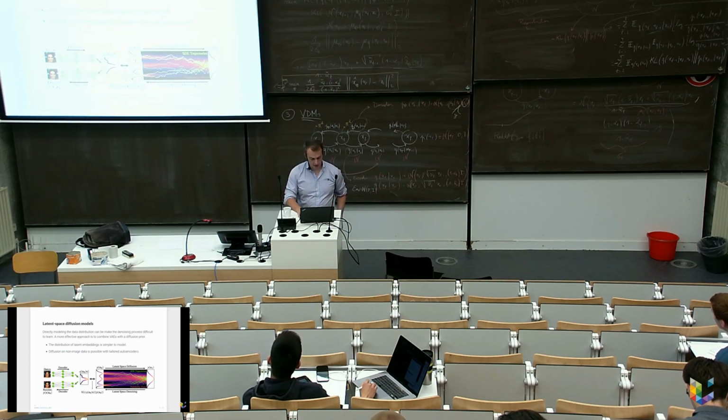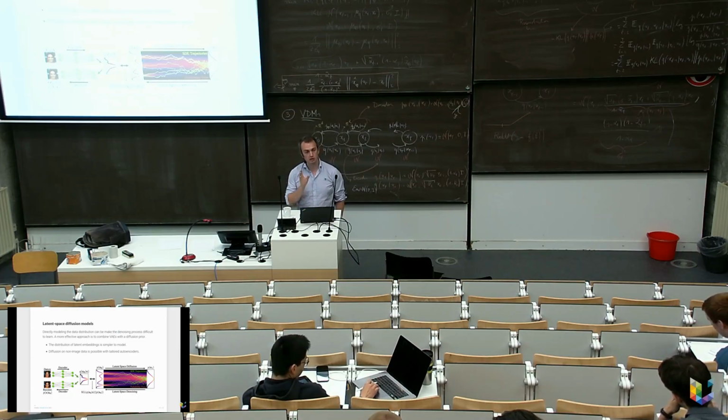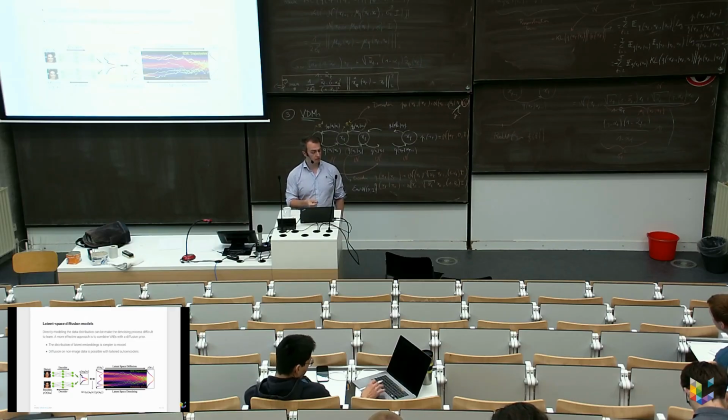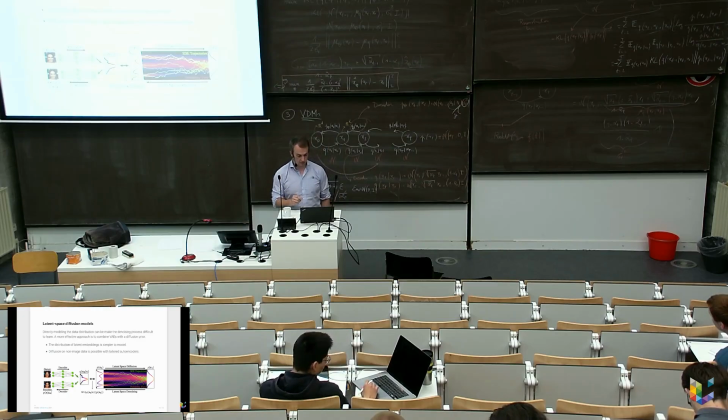Okay, one last thing. Everything that I've told you so far is defined directly at the level of the data space, for example, the pixel space, and we do the diffusion directly in the pixel space. If we have very high dimensional objects, then learning this network at the level of the pixels can be quite heavy. So one trick which we use often these days is to go through an intermediate space, a latent space, and we do that by using an autoencoder.